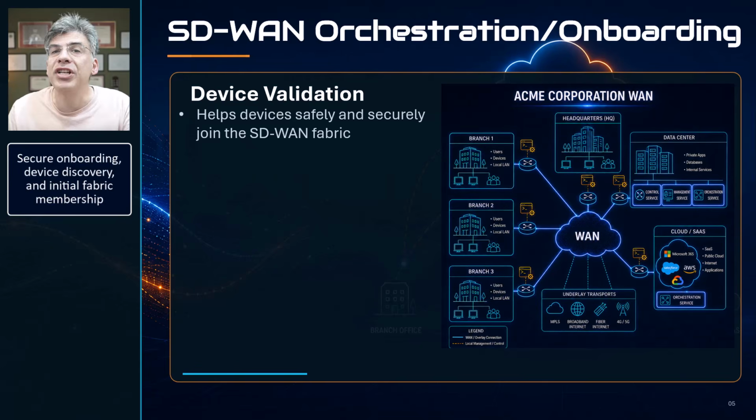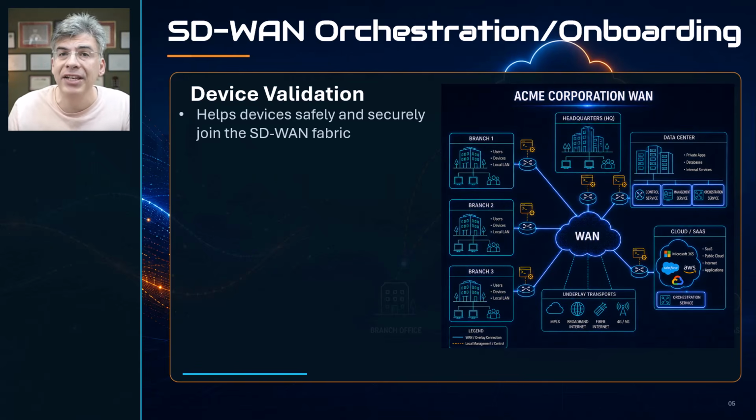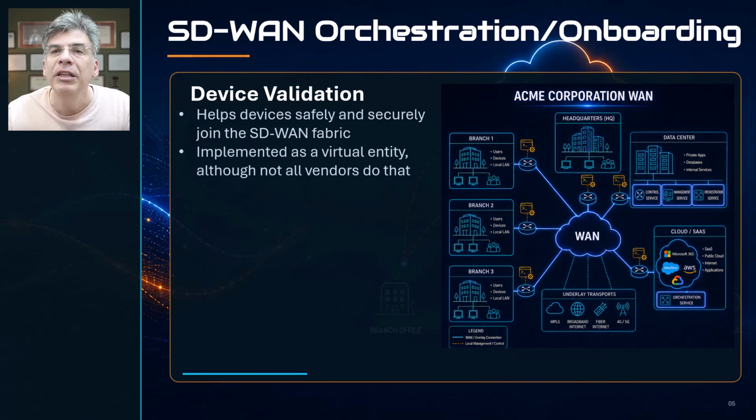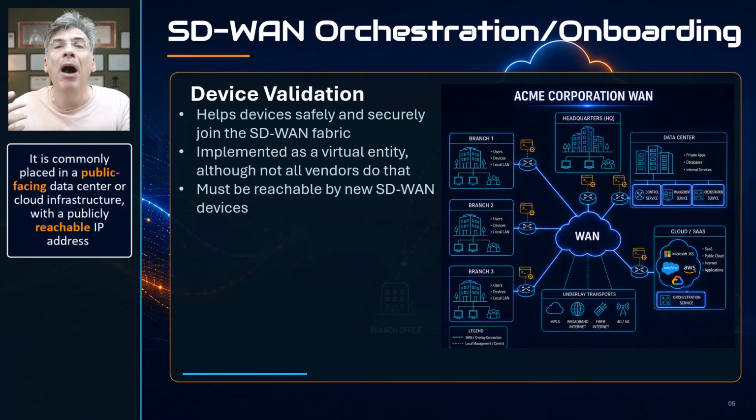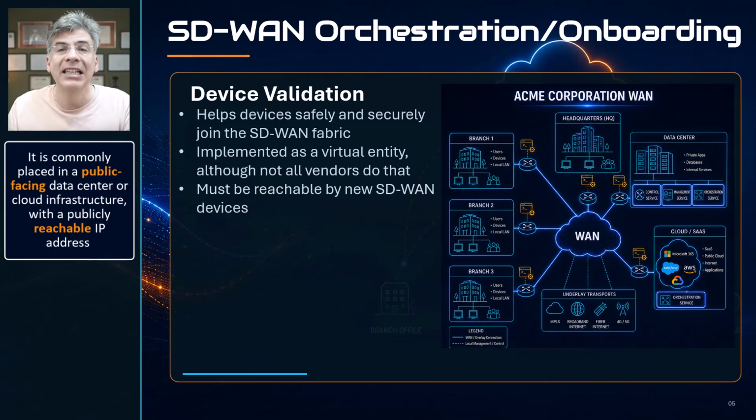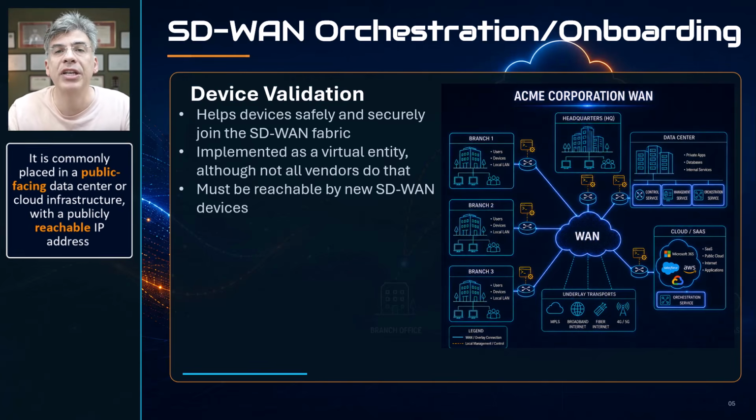What does the orchestration and onboarding system look like on the network? Well, like the management and control system, it is normally implemented as a virtual machine or a cloud-hosted service, rather than as a dedicated physical appliance, although, as you will see shortly, some vendors implement it differently. In all cases, it must be reachable by new SD-WAN devices when they first connect to the network, so it is commonly placed in a public-facing data center, cloud environment, or vendor-hosted infrastructure.